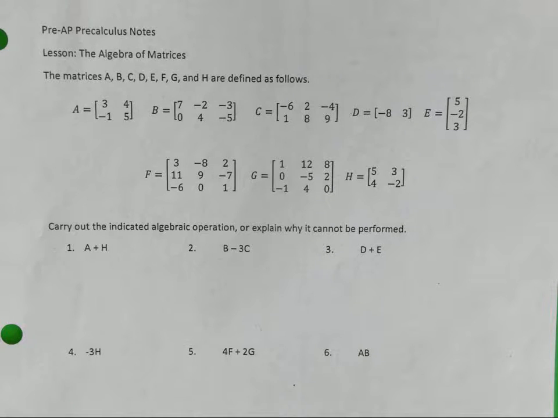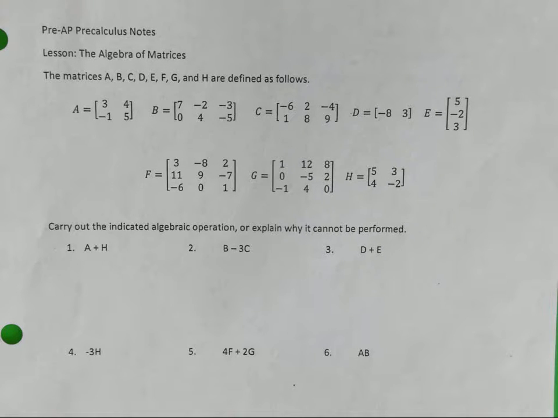So let's look at A. What are the dimensions of A? A is 2 by 2. How about B? How many rows do you have? 2 rows, 3 columns. So it's 2 by 3. C? 2 by 3. D? 1 by 2. E? 3 rows, 1 column, 3 by 1. How about F and G? 3 by 3. H? 2 by 2. Okay. Are we good on that?